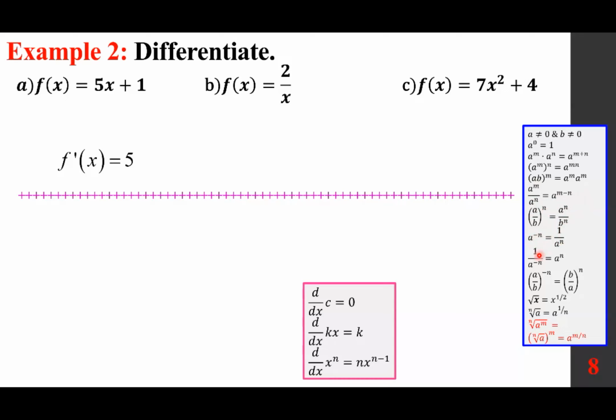1 over a to the power of minus n is a to the power of n. a over b to the power of minus n, you can flip it over to the power of n. So those are the rules we should know. In this case, we're going to write 2x to the power of negative 1. And now we can differentiate it as follows.